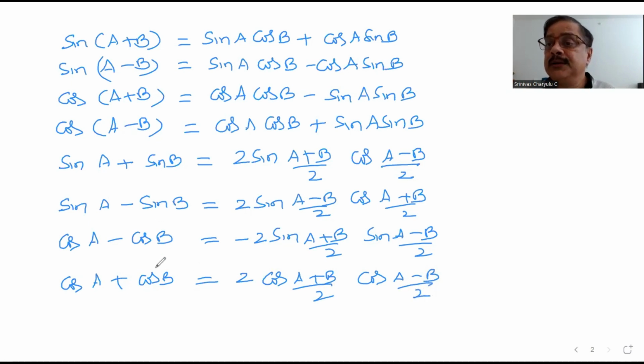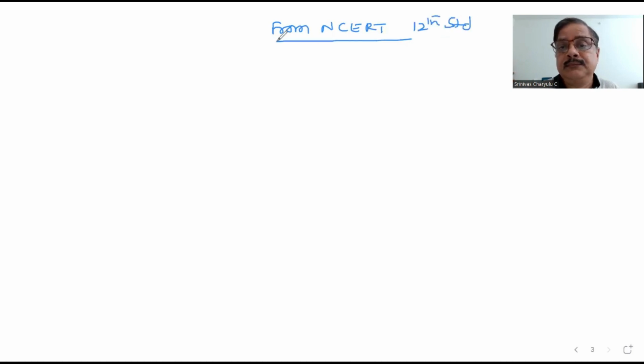So many formulas are there. All these formulas, one way or another, will be useful in our sums. Please try to remember them now. Let us solve the first sum. I am doing this from your NCERT 12th standard exercise, from this chapter.